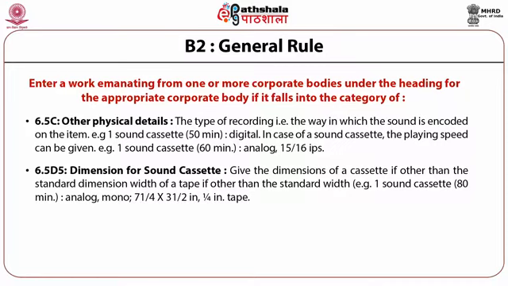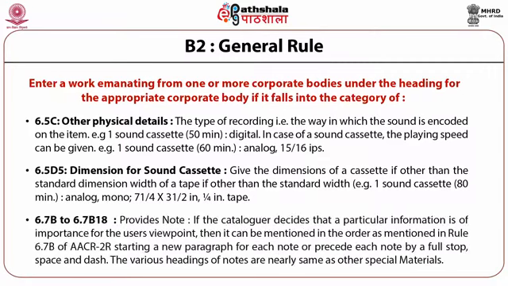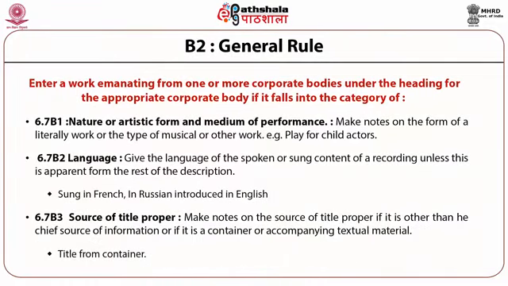Then, as in the case of all non-book materials, the note section is 6.7b1 to 6.7b18. That means they have given 18 types of notes, so that the cataloger can give in the note section what he has not given in the main part of the main entry. Here you will give the language. Suppose the song is in French, you will write song in French. Suppose song in Hindi, song in Hindi. Then comes the source of title proper. If it is different from the other title, you can write it there.